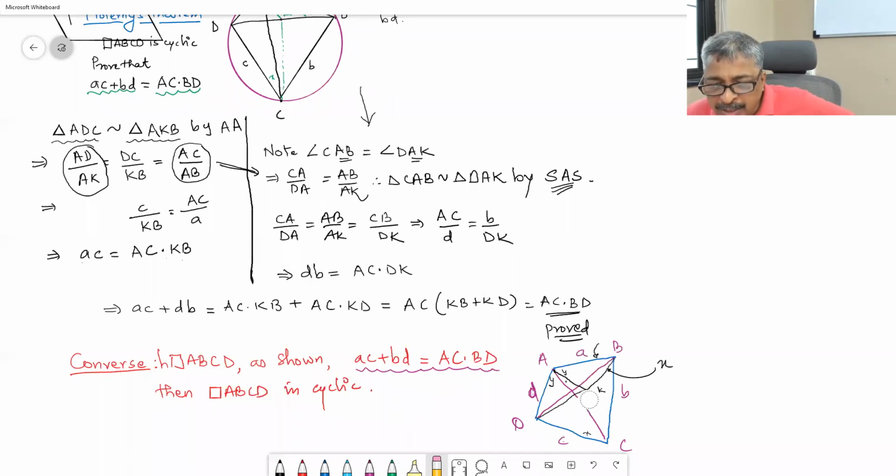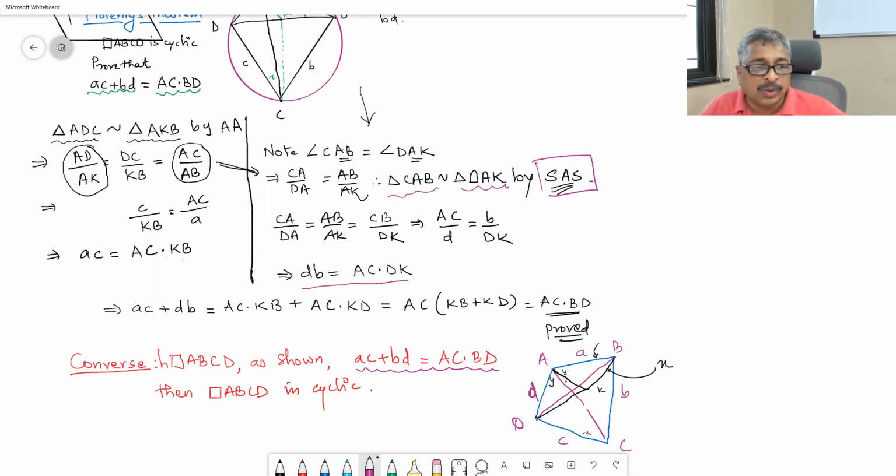Now you have to understand it properly why these two triangles are similar now. Which two triangles? CAB, DAK, because only SAS will give you that. Now they are similar because of only SAS, not by AA. And that is why in the first place I was keen on writing them by SAS. Okay, understood? And now therefore these ratios are also same. So this ratio is same, this ratio is same.